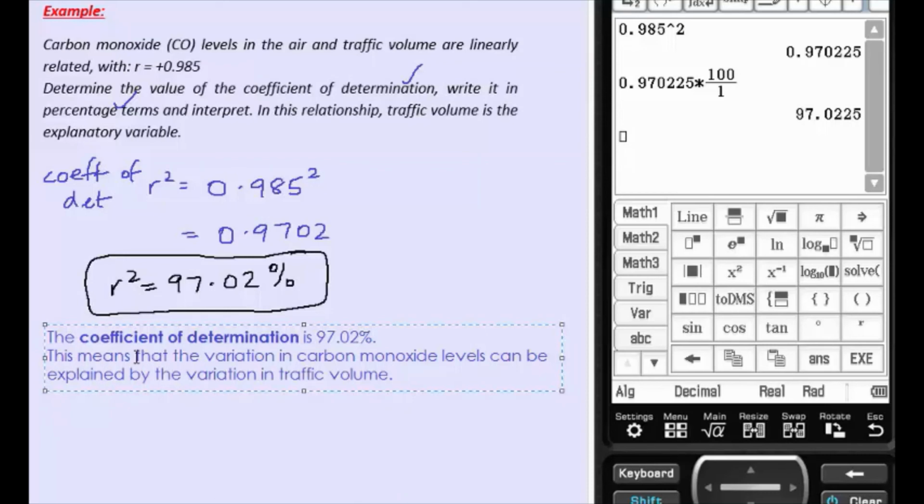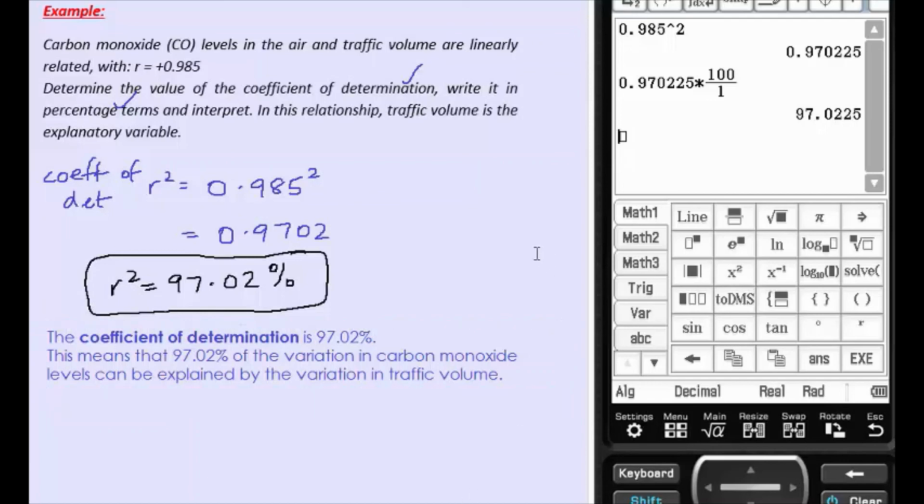So what we can say is, this means that here we're going to put our number in: 97.02% of the variation in carbon monoxide levels can be explained by the variation in traffic volume. And there's our answer. And if we write that, the examiner is going to be very pleased with our performance.